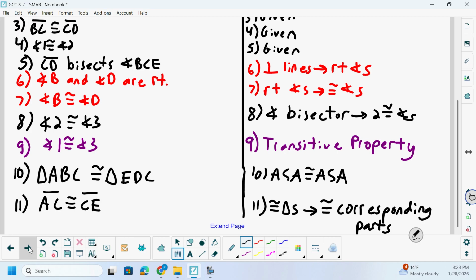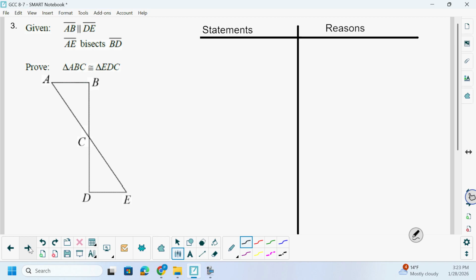All right, we're going to go on to proof 3. And we'll give you a minute or two, see if you can do your statements, reasons, and givens, and get the givens down for those first two.